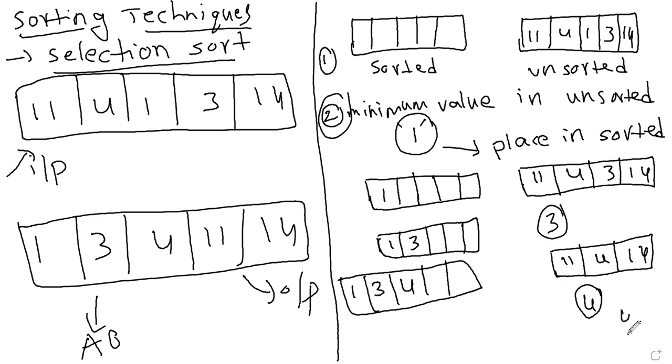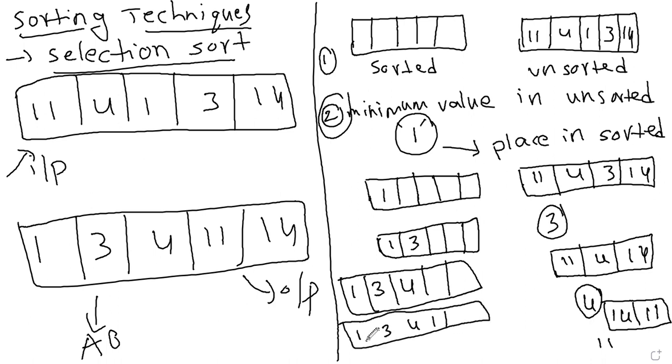Now what are the remaining elements? 11 and 14. So what is the minimum value here? 11. So arrange it in the sorted array. So what is the element we left? 14. So arrange it in the sorted array. So this is the sorted array.